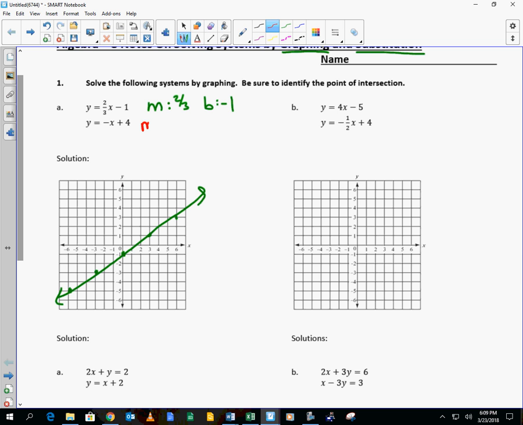For this next one, the slope is going to be the number in front of x, so that's -1. The y-intercept is going to be +4. So I plot +4. The slope is down 1 over 1, down 1 over 1. So you can see the intersection point appears to be 3, 1. That's my solution set.